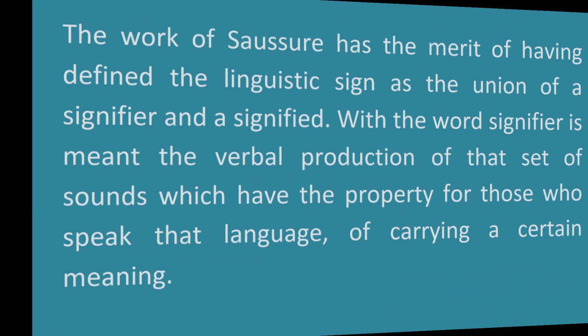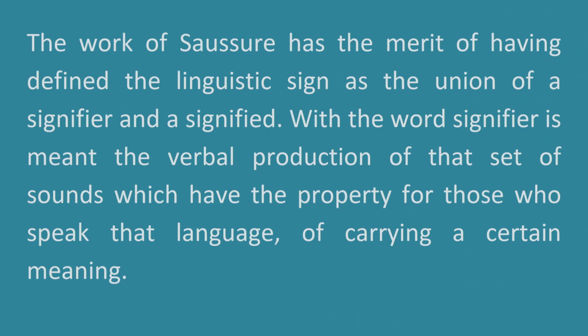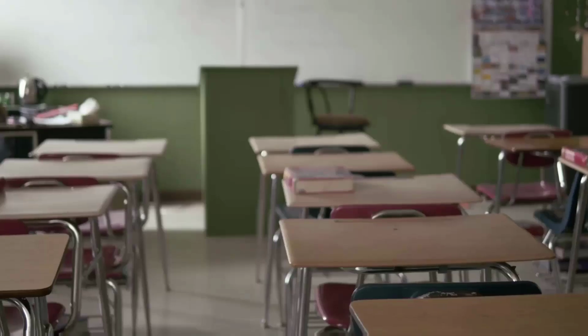The work of Saussure has the merit of having defined the linguistic sign as the union of a signifier and a signified. With the word signifier is meant the verbal production of that set of sounds which have the property, for those who speak that language, of carrying a certain meaning.